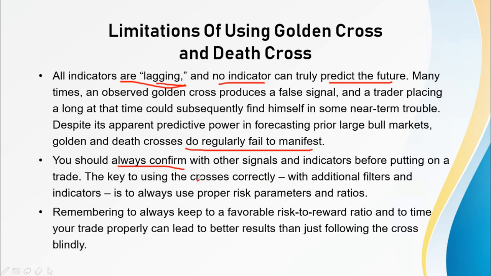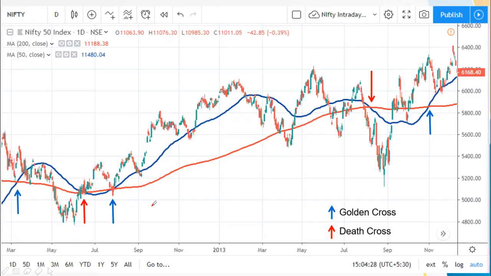The key to using the crosses correctly is to use additional filters and indicators, with all proper risk parameters and ratios. Remember to always keep to a favorable risk to reward ratio and to time your trade properly. So this can lead to better results than just following the cross blindly. So instead of just using the death cross or the golden cross blindly, it's better to use extra filters and indicators before you trade so that you can confirm your signals.